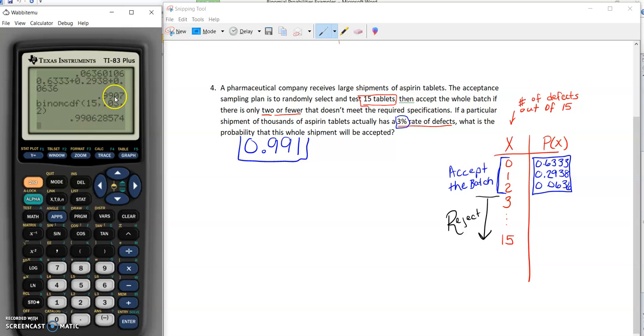So I told you ours was a little off. We got 0.9907. It's really 0.9906, but we were really close, right? So either way, it'd be 0.991. So the CDF is a good shortcut if you need to add up multiple probabilities. It will add up all the probabilities up to the value that you input here, so from 0 up to that number. So that was just the shortcut that I wanted to show you.